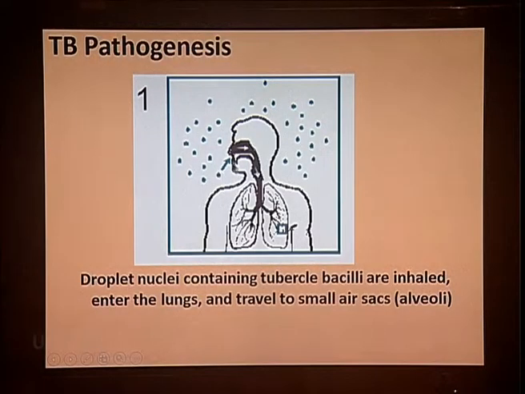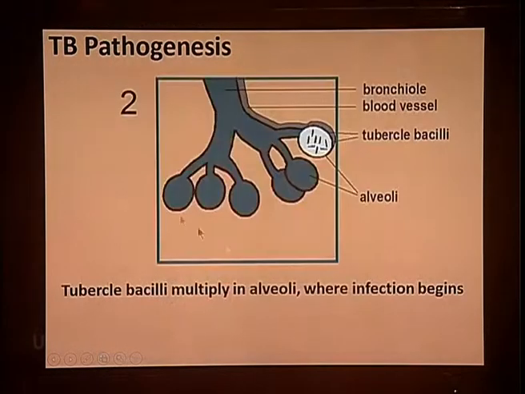So this is the mechanism in detail. The tubercle bacilli are inhaled through droplet nuclei and enter the lungs, where they travel to the alveoli of the lungs, that is the small air sacs. So this is a magnified view of the alveoli, where you can see the tubercle bacilli here, and they can multiply inside the alveoli.